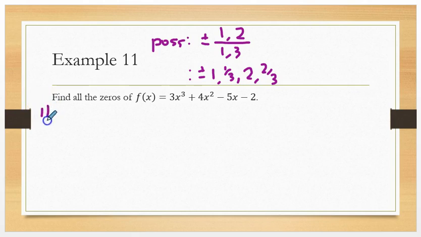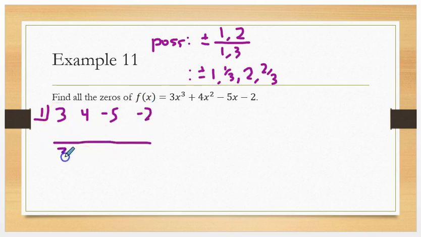I'm going to test the number 1 from my list of possible roots, and my coefficients are 3, 4, -5, and -2. The first number comes straight down, and then I multiply, add, multiply, add, multiply, and add. The more you do this, the better you'll get at picking numbers that will work, but for now you probably just want to go through in order and be as systematic as you can. So here I got my remainder 0.